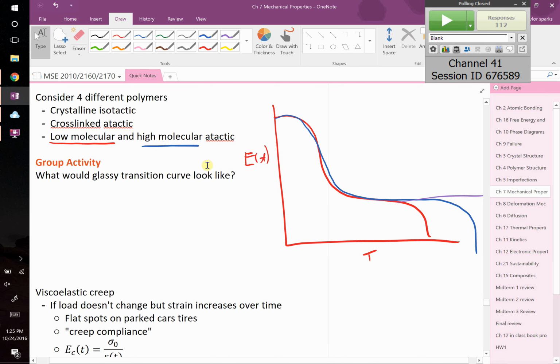That's the glassy transition curve. It's very useful. This is something that's commonly reported, especially if you have a polymer. You'll see a spec sheet that basically tells you how this polymer is going to behave.